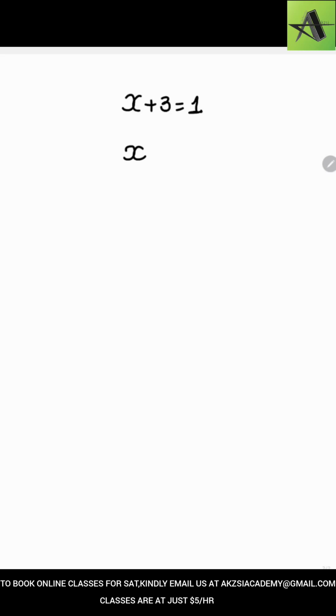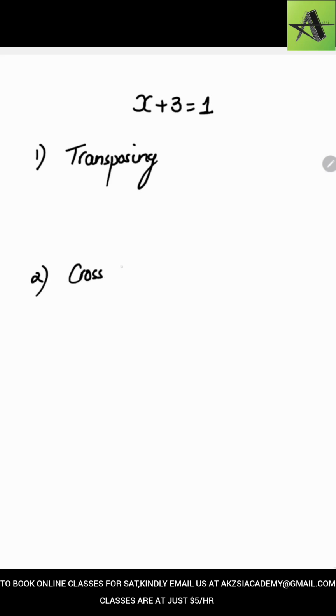There are two ways of solving a linear equation, or you can say two methods of solving a linear equation. First is transposing, and second is called cross multiplication. Transposing, as the name suggests, is the changing of position. When you are moving a letter or a variable from one side to another side, that is called transposing.